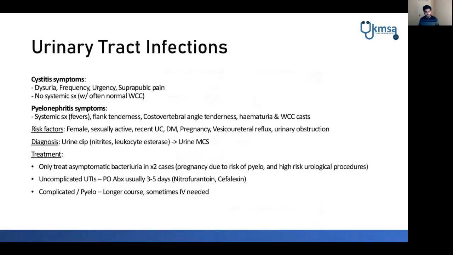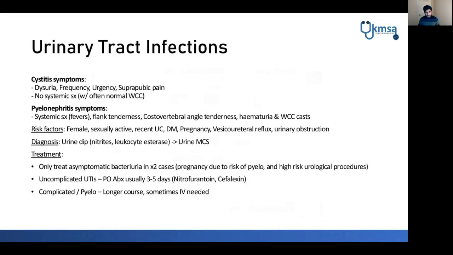And then the treatment. Who do you treat? How do you treat them? There's only two times you ever treat anyone with asymptomatic bacteria. Usually, as a rule of thumb, know that you usually don't treat it, but the two caveats are pregnant patients, because there's an increased risk of progressing to pyelonephritis, and also people undergoing urological procedures like a TURP procedure, because the bacteria can spread in the urine.